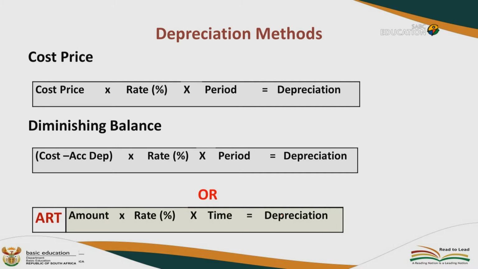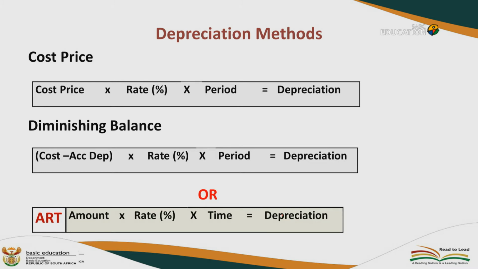It is going to be your cost price multiplied by the rate, which is the percentage that is normally given, and then multiplied by the period. Normally, we are referring to months and even to a year, a period of 1 year. And then that is going to give you your depreciation. And then the diminishing balance method, you will always say your cost price minus the accumulated depreciation, and then multiplied by the rate and the period, and then that is going to give you the depreciation.